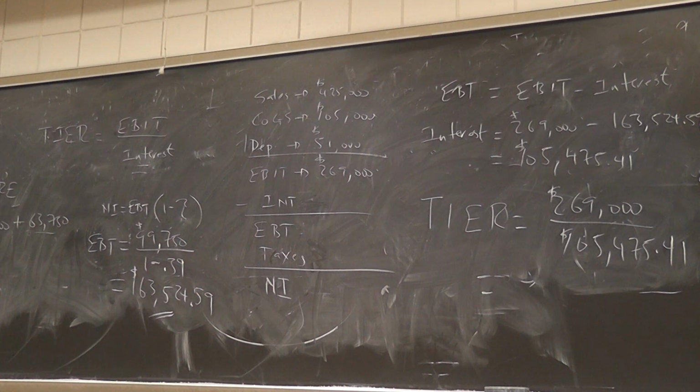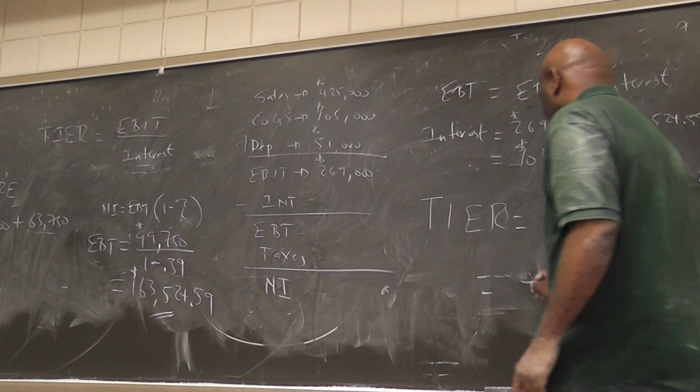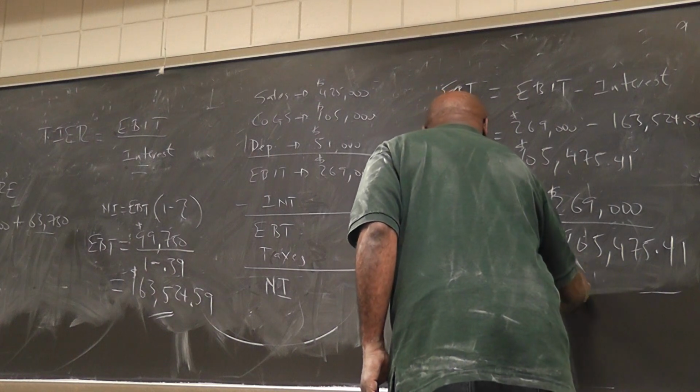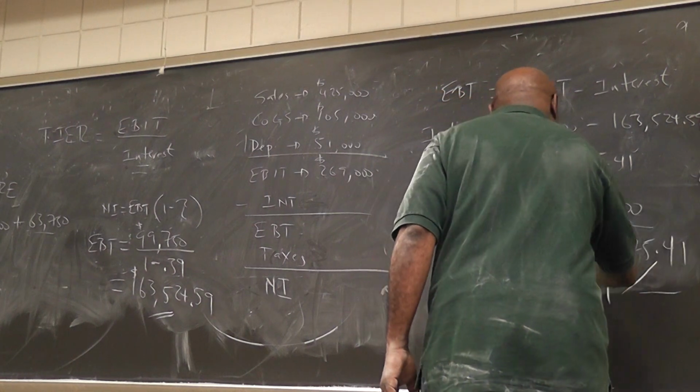So what is the times interest earned ratio? 2.5504 times. Very good. 2.5504, and the units are times. Okay.